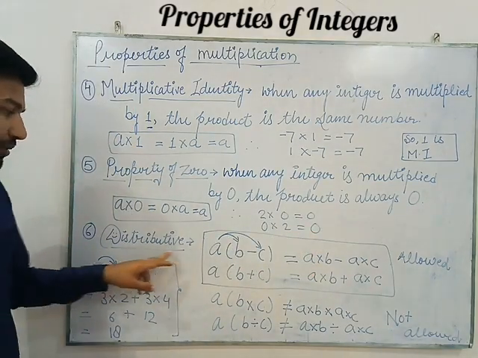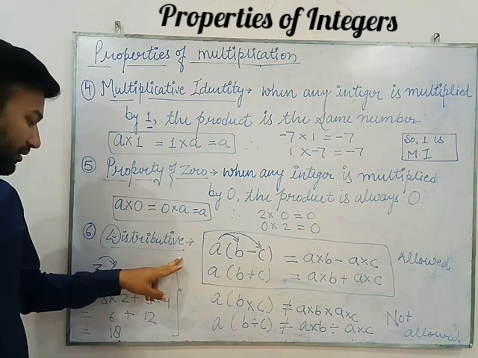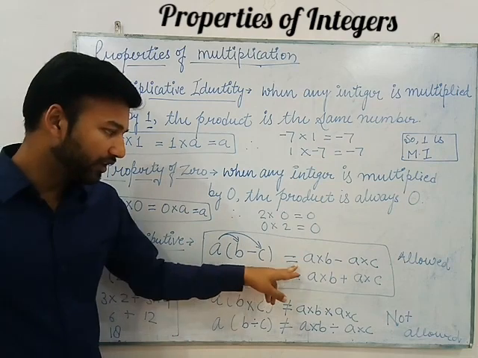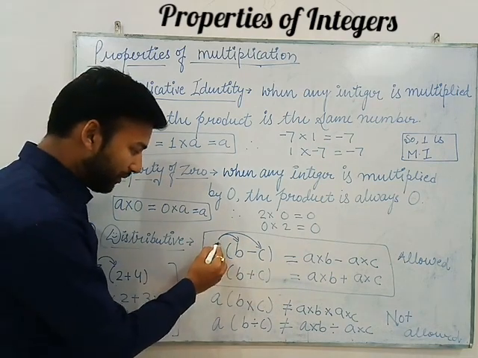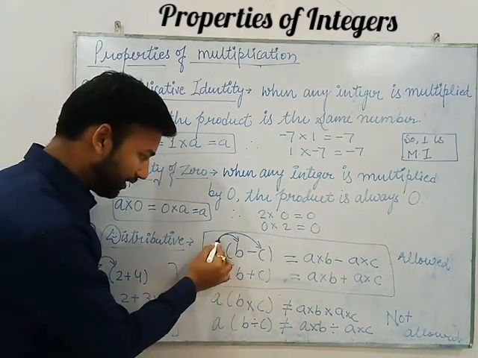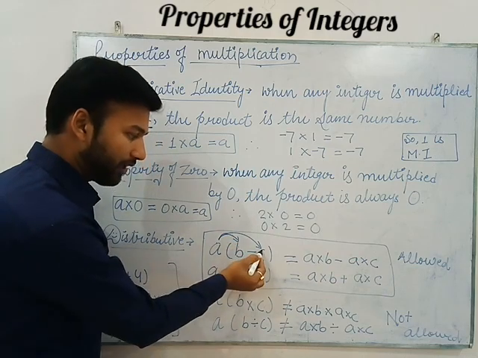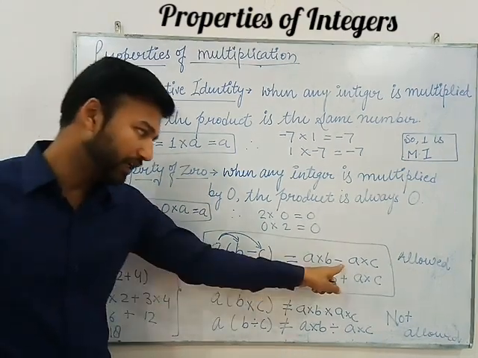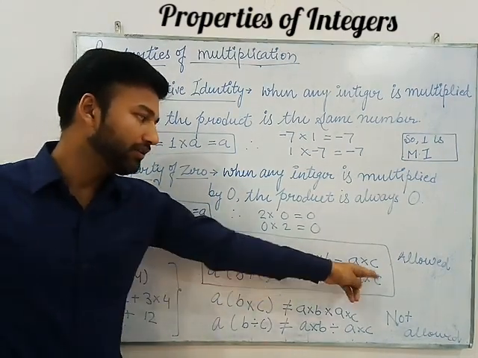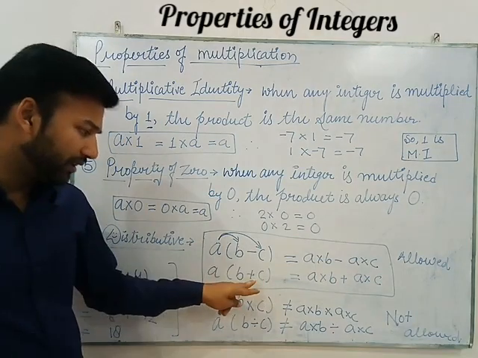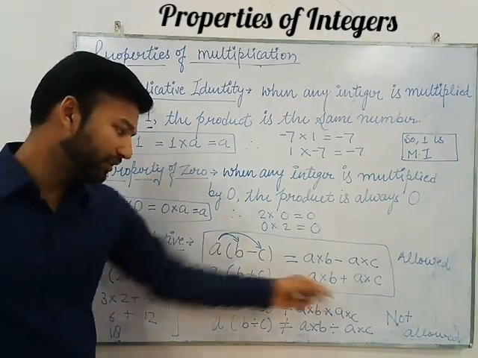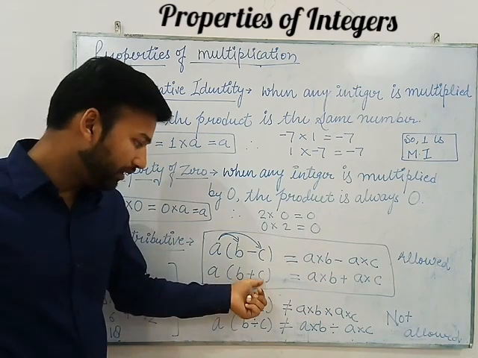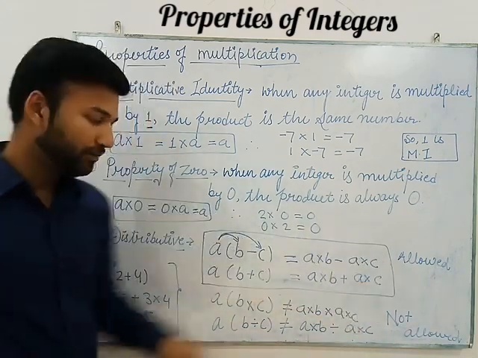Sixth property, distributive property of multiplication. Here A bracket B minus C equal, in this case we will multiply A by each term like this. A multiply by B, then A multiply by C. So A multiply B, which sign here? Minus. So minus sign, then A multiply by C. Okay. Next, if plus sign is there, then simple, same plus sign, means A multiply B plus sign, then A multiply by C is allowed.